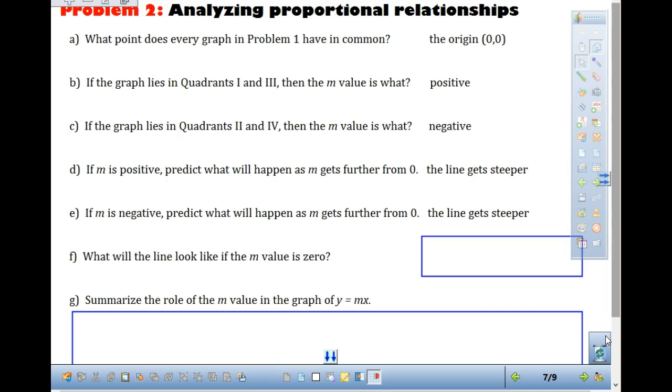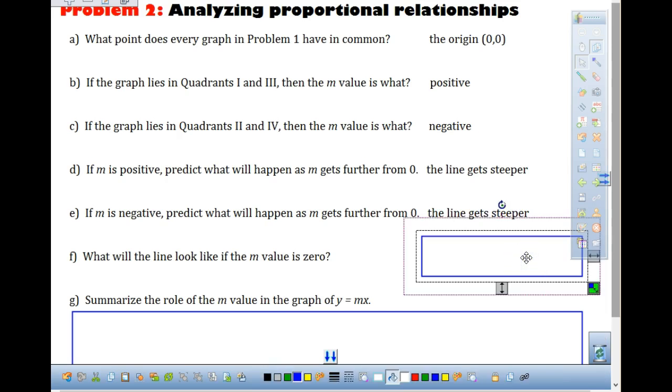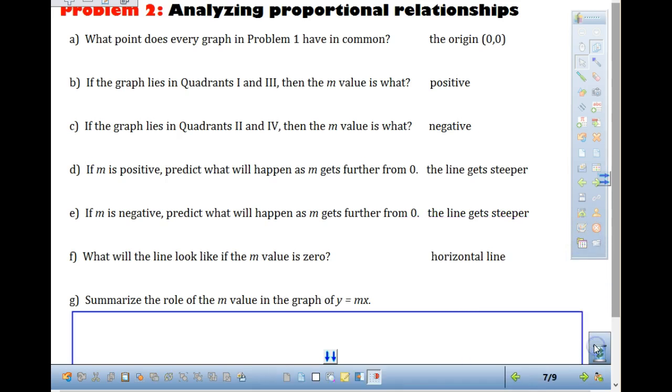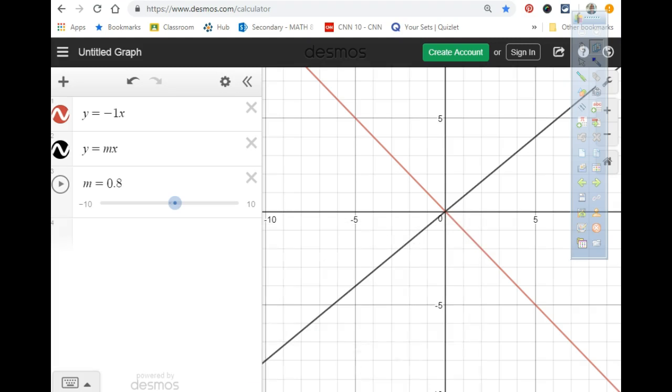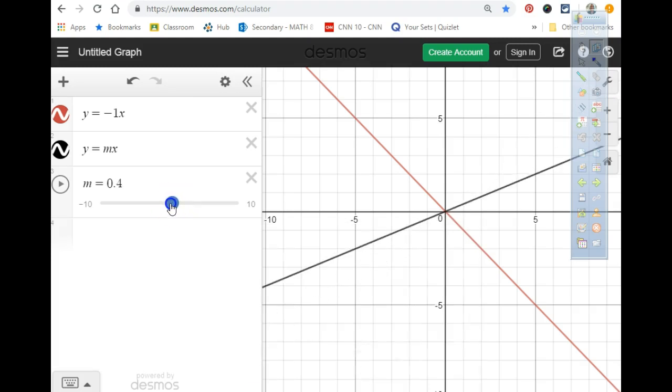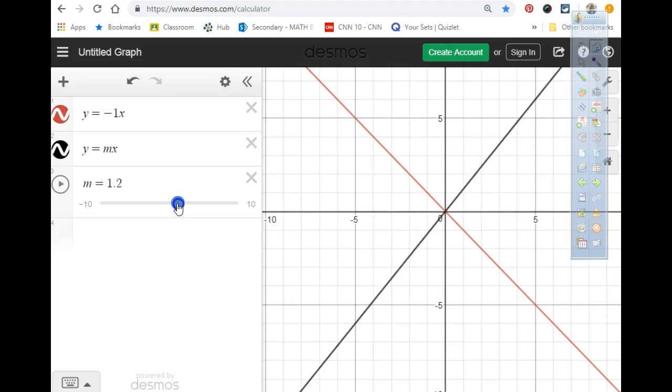It says, what does the line look like if m is 0? Slope is 0, what kind of line? Very special. Horizontal. And you can go back and check that on that Desmos calculator, right? That's when we put in 0. If m equals 0, where's that line? It's right on top of the x-axis, right? So when it's 0, it was right on top of the x-axis.